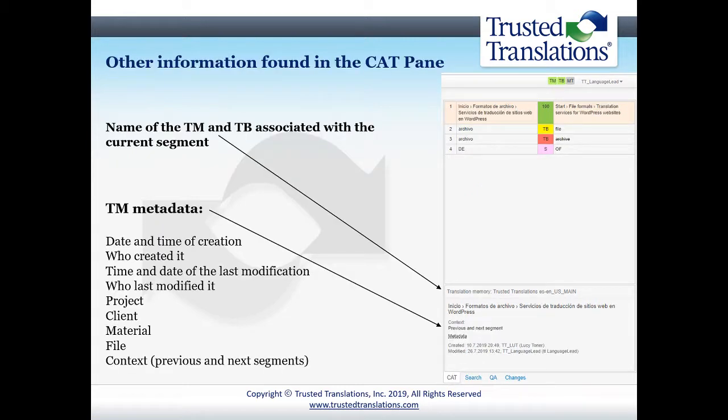Other information visible in the window is the names of the TM and TB, depending on the segment we've selected. And a slew of metadata is also on offer, as you see here.